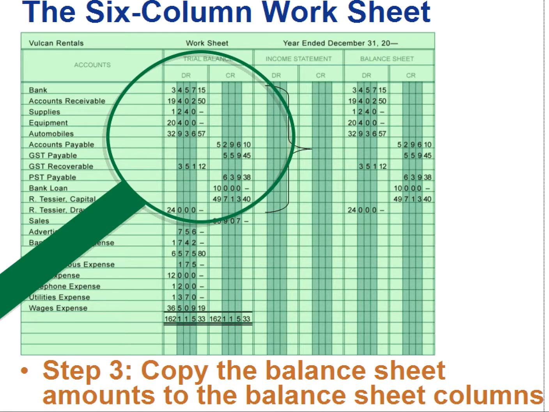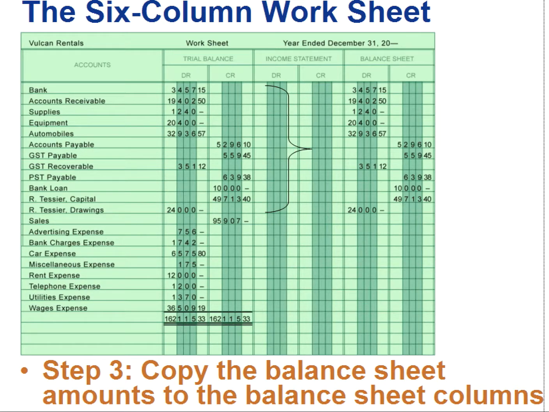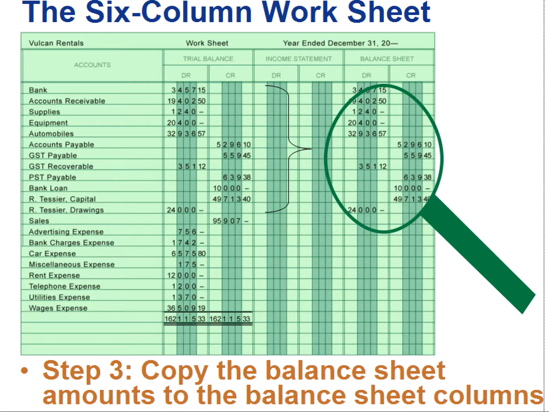Step 3, copy the balance sheet amounts to the balance sheet column. All you have to do here is find all the balance sheet accounts, so everything from bank all the way down to drawings. You take those values and you add them to the balance sheet column. Here you see all the balance sheet amounts moved over. Notice they're exactly the same in the same columns. They've all just been transferred over to the balance sheet columns.